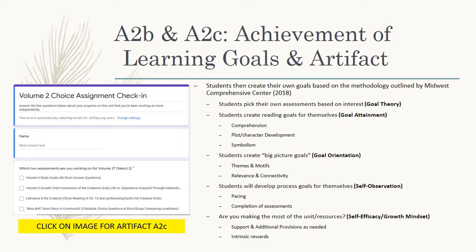This can involve something as simple as pacing and making sure they're getting their reading done, or completing their assessments and making sure that the work they selected for themselves is being completed. Lastly, are you making the most of the unit resources that are being made available to you? This lends itself to that self-efficiency piece I was talking about before and includes a growth mindset. Students in this case will be assessing their support and whether there should be additional provisions needed to increase their learning, or whether the intrinsic rewards they're looking for are being met.